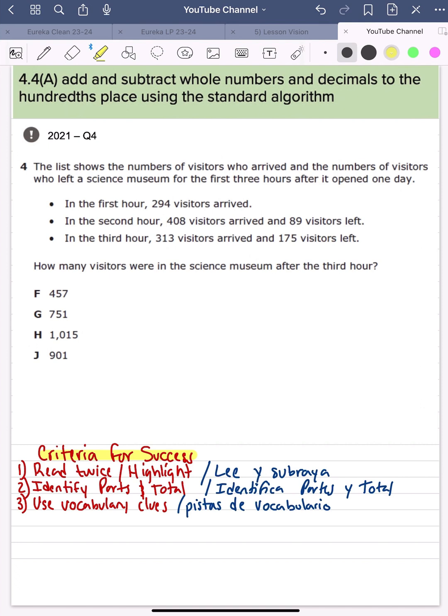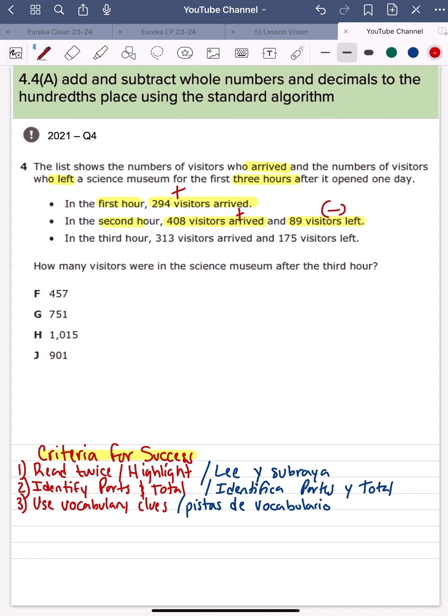So I'm going to go ahead and highlight what was important. The list shows the number of visitors who arrived and the number of visitors who left. So adding and subtracting. The Science Museum the first 3 hours after it opened. In the first hour, 209 visitors arrived, which means we're going to add them, right? It's an addition number. And then in the second hour, 408 visitors arrived. Okay, so we're going to add more people. But then 89 visitors left. So those visitors that left will be subtracted.